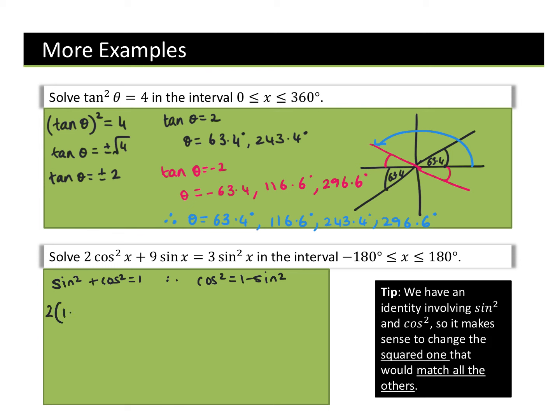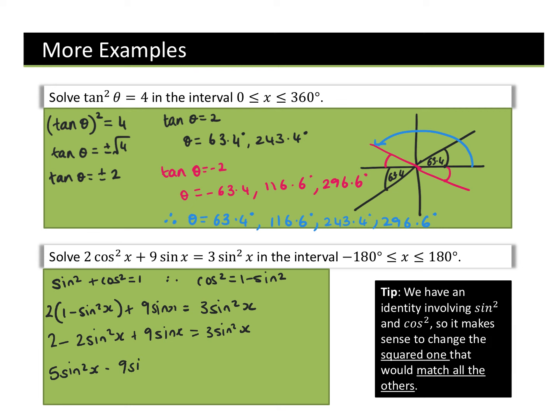So I'm going to have 2 lots of 1 minus sine squared x plus 9 sine x equals 3 sine squared x. What I'm now going to do is expand and simplify and move everything to have equals 0. So we have a quadratic. So I'm going to have 2 minus 2 sine squared x plus 9 sine x equals 3 sine squared x. And then I'm going to have 5 sine squared x minus 9 sine x minus 2 equals 0.